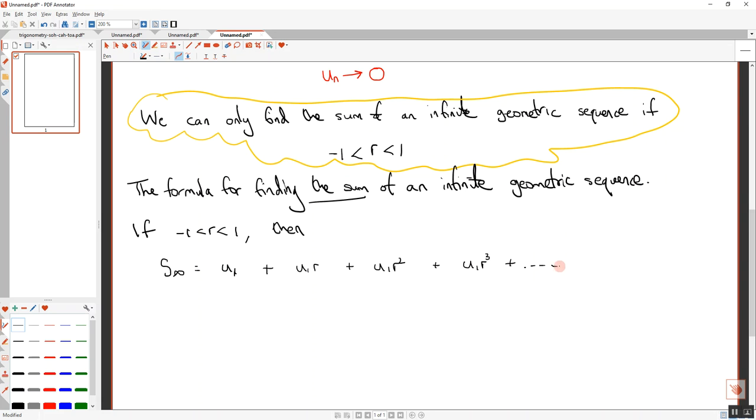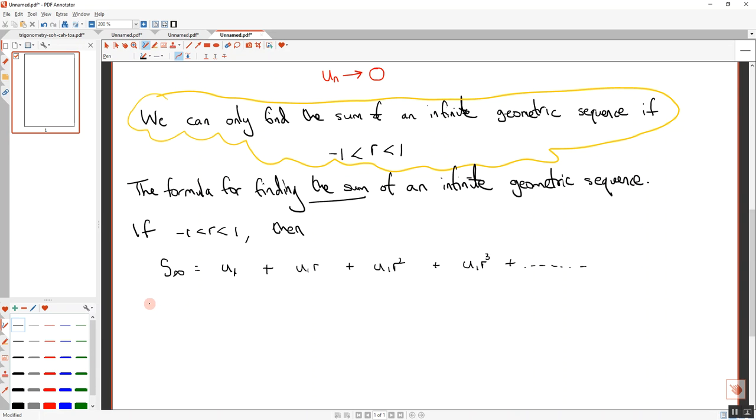So what we're doing is we've got our geometric sequence and we're adding up all of these terms. This is just the sum to infinity. It's the sum of all of the terms, it goes on forever, unlike the sum of the first n terms, which is a finite sequence. Here, all of these terms go on forever.